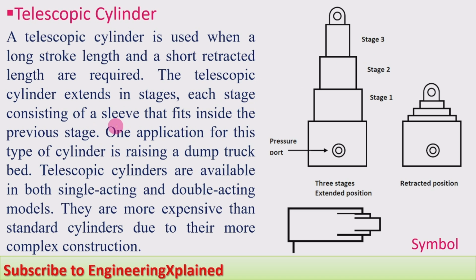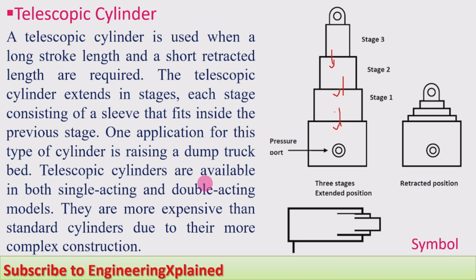Each stage consists of a sleeve that fits inside the previous stage. The sleeve fits inside the previous sleeve. Like this, during the retraction, the sleeve fitting takes place. One application for this type of cylinder is raising a dump truck bed. It can be used for raising a dump truck bed.